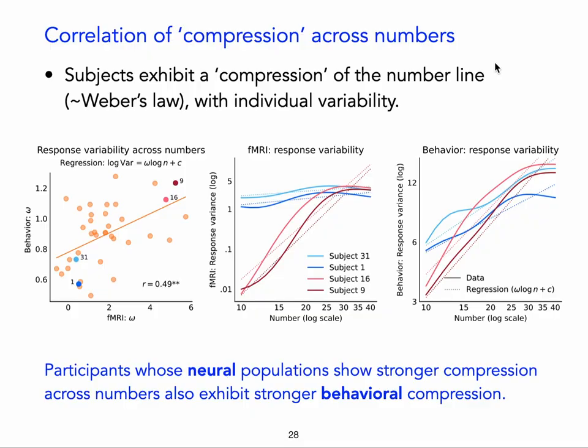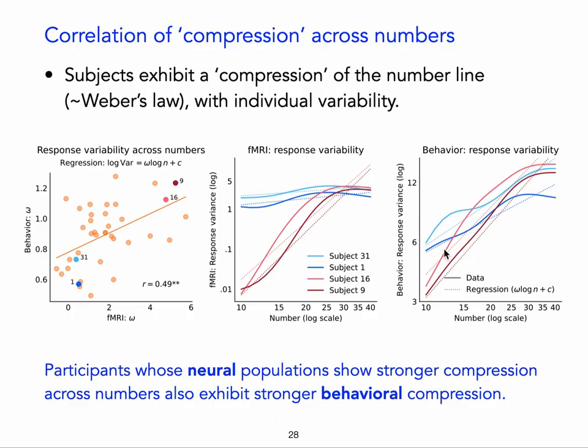I'm going to take a quick step away from efficient coding, but this is also interesting. Typically in this kind of experiment, there is a compression across numbers. So the subject exhibits a compression of the number line, something related to Weber's law, which means that essentially participants are more imprecise for larger numbers than for small numbers. And so here I'm looking, on a log scale, at the response variance versus the number, also on a log scale. And once again, there is inter-subject variability.